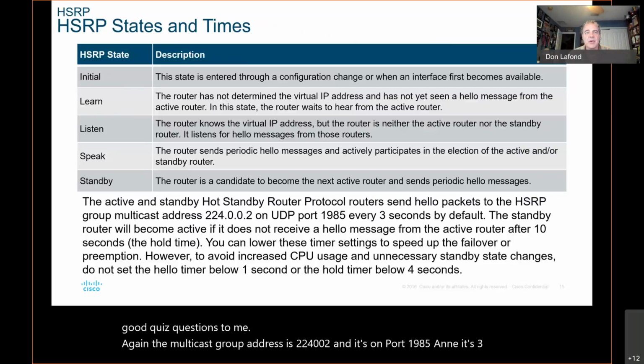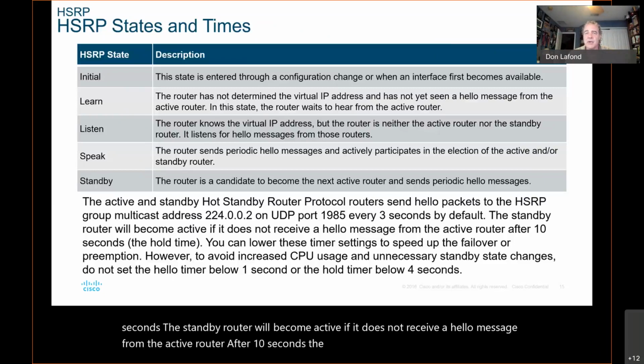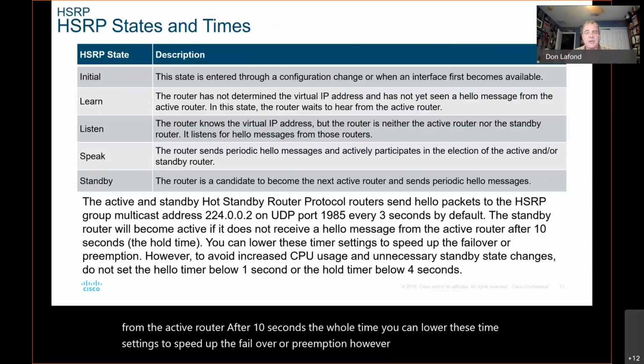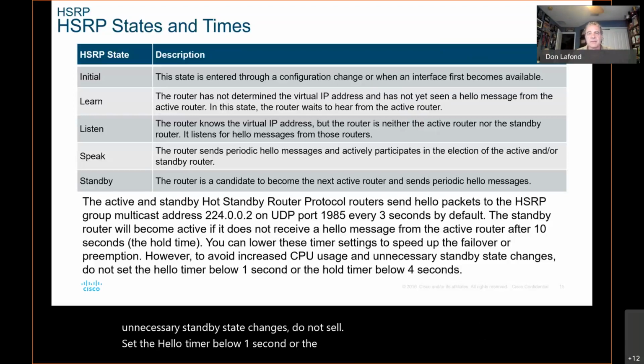The standby router will become active if it does not receive a hello message from the active router after 10 seconds, the hold time. You can lower these timer settings to speed up the failover or preemption. However, to avoid increased CPU usage and unnecessary standby state changes, do not set the hello timer below 1 second or the hold time below 4 seconds.